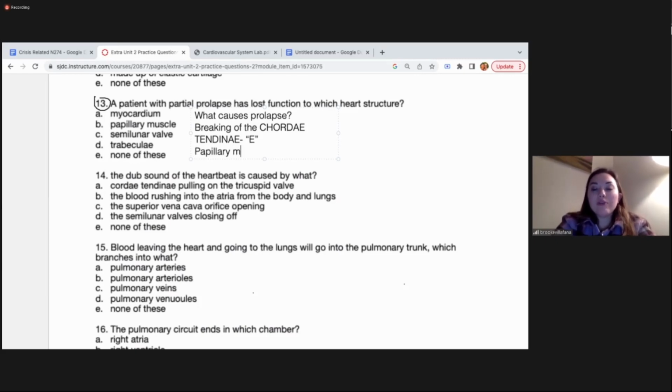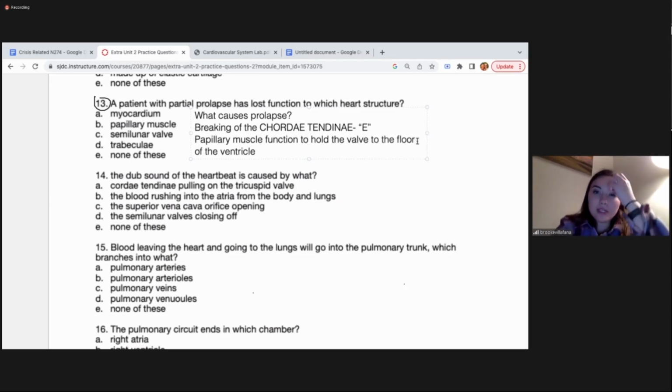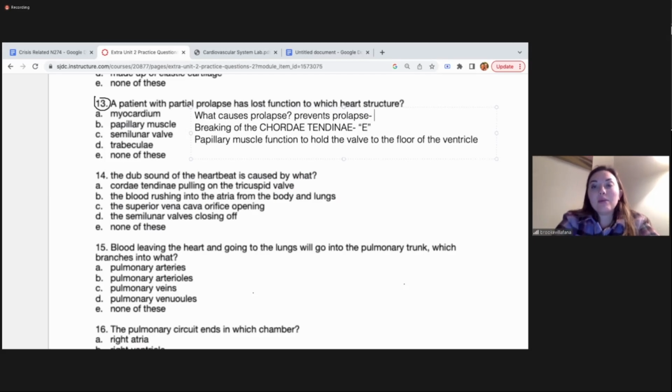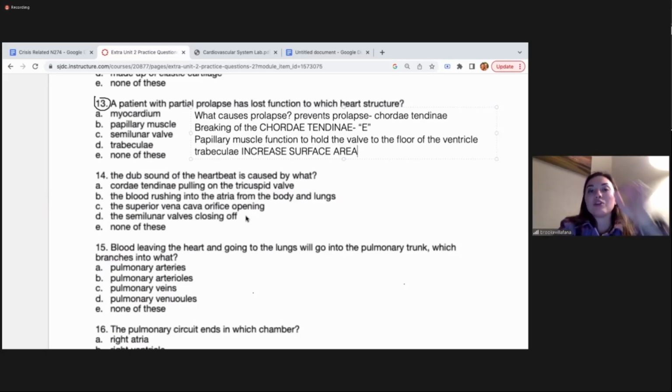Papillary muscles function to hold the valve to the floor of the ventricle, but they don't prevent prolapse in any way. The structure that prevents prolapse is the chordae tendineae. Quite a few people answered trabeculae. Trabeculae increase surface area basically, but they do not function to prevent prolapse. So our answer would be E.